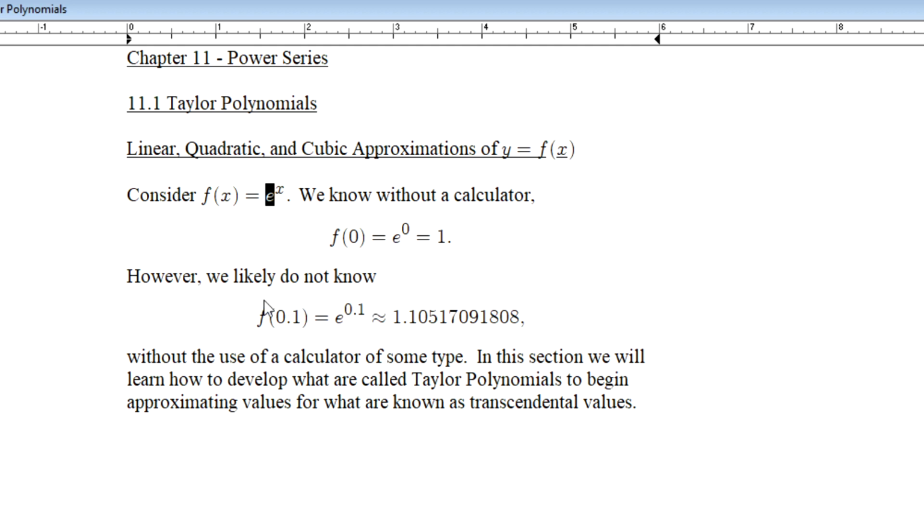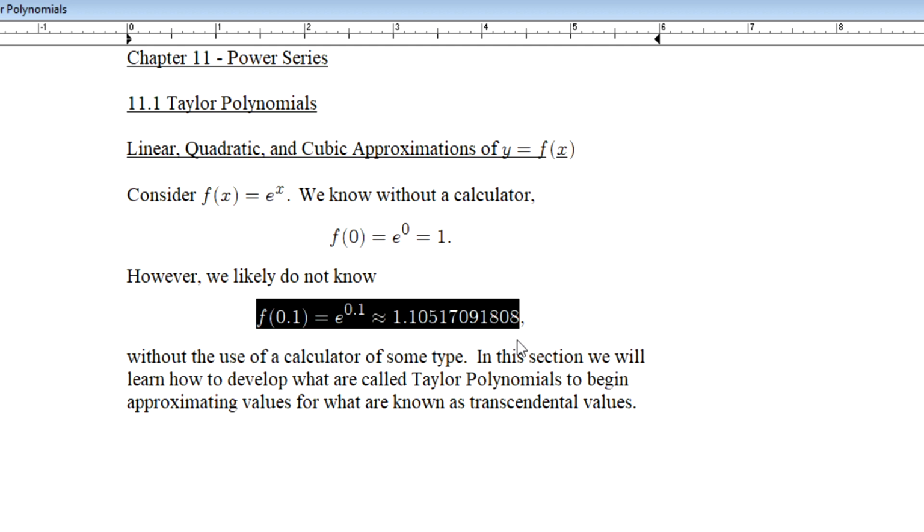But what about thinking about a value like we see down below here? What about the value f at 0.1, or what would be e to the 0.1 value? Now, on a calculator, our calculator will do this calculation for us most certainly. It'll give us 1.10517091808. But I point out, how does our calculator know that?